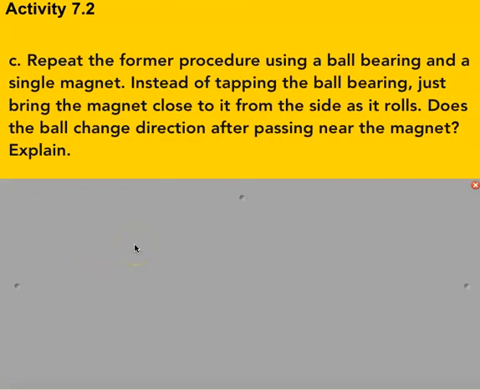Repeat the former procedures using a ball bearing and a single magnet. Instead of tapping the ball bearing, just bring the magnet close to it from the side as it rolls. So what it's asking you to do is come up and grab some more supplies. One of those supplies is going to be a magnet.